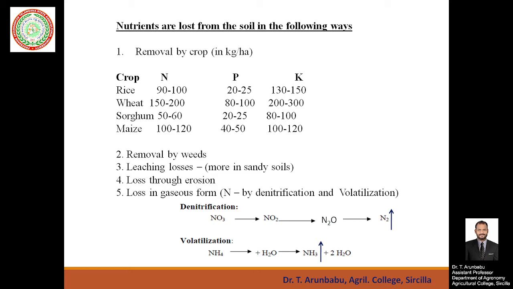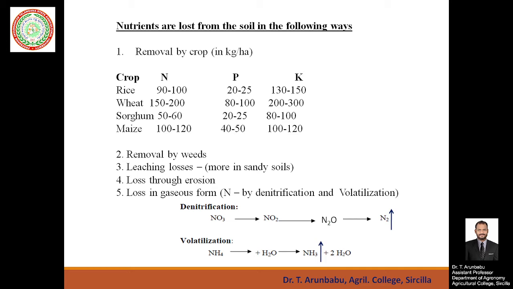First one, the nutrients may be lost by removal by the crop. Generally, for example, crops like rice, wheat, sorghum and maize, after harvesting of the crop, remove a huge amount of nutrients from the soil. For example, rice crop removes 90 to 100 kg nitrogen per hectare, 20 to 25 kg phosphorus per hectare and potassium 130 to 150 kg per hectare.